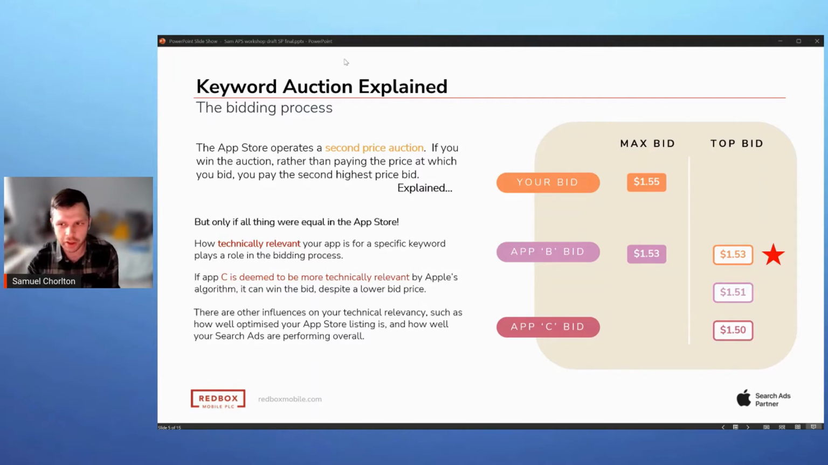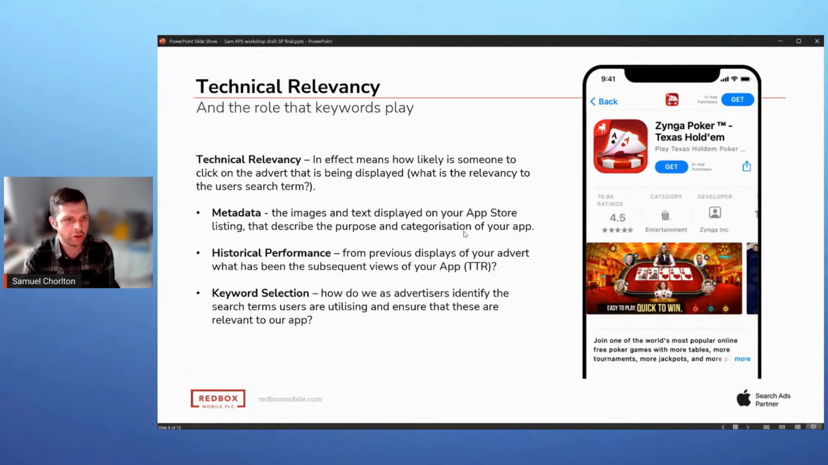And it's further compounded by the fact that we never fully learn from Apple exactly how technical relevancy works or what it is. We can infer things by how we've seen it perform, conversations people may have had with Apple, and using a bit of common sense, but it is a bit of a black box that we have to try and interface with. So technical relevancy, for all intents and purposes, is regarded as the likelihood that a user searching for that search term is going to click on your advert versus a separate advert being served.